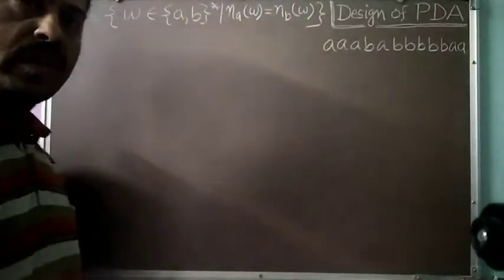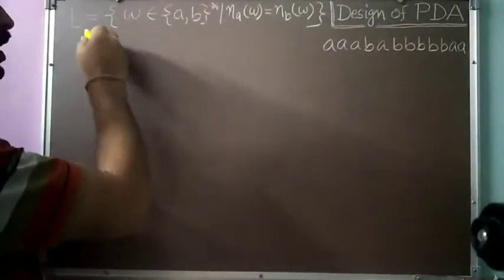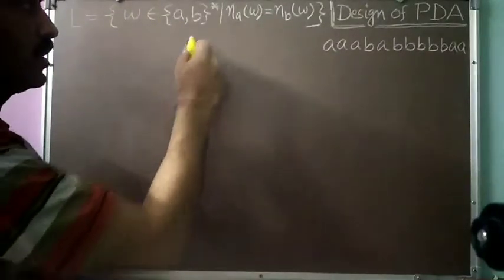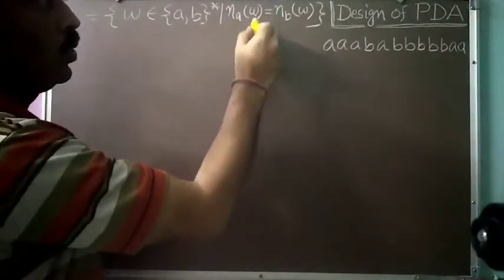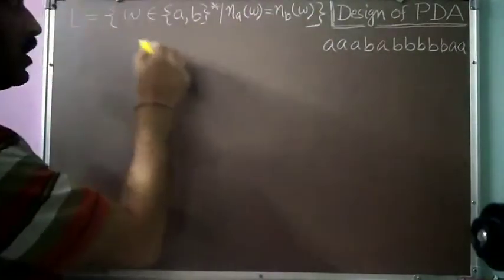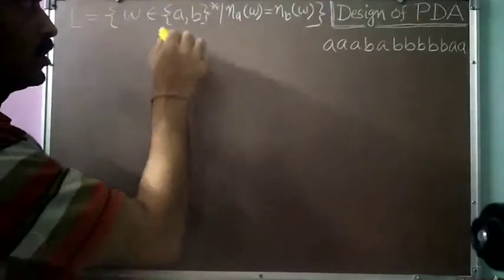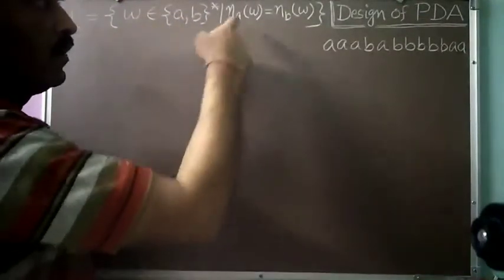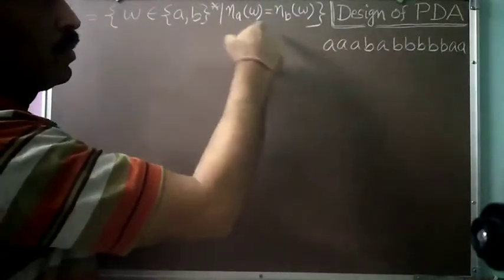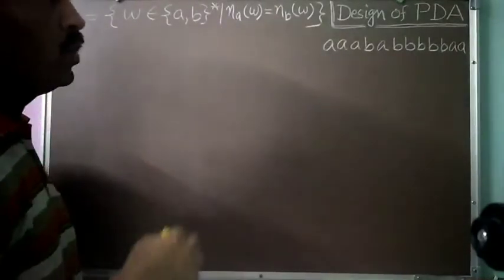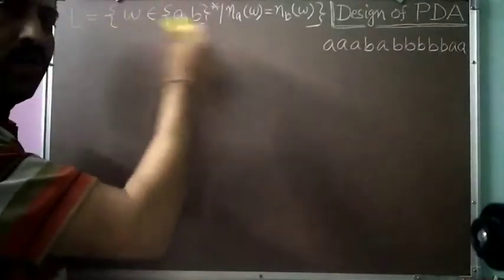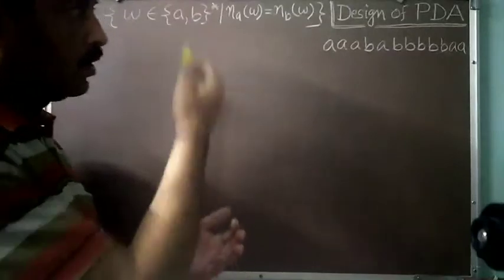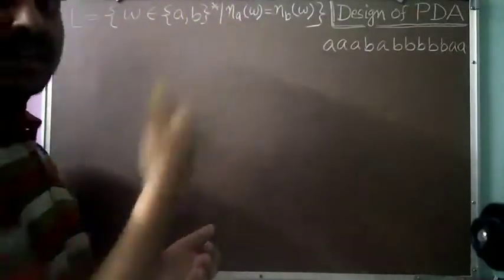Now let us come to our next problem, that is L is equal to all words W belonging to {A, B}* such that NA(W) is equal to NB(W), meaning thereby our language will consist of all words W which will be formed over A and B, where the number of A's in word W and the number of B's in word W are equal. Okay, so all words where the number of A's and number of B's are equal, all such words will be accepted in this language.